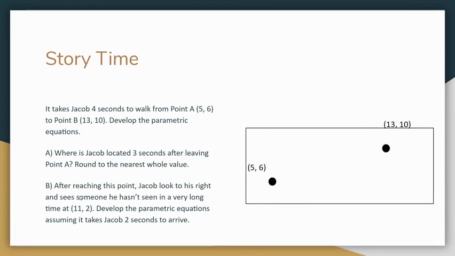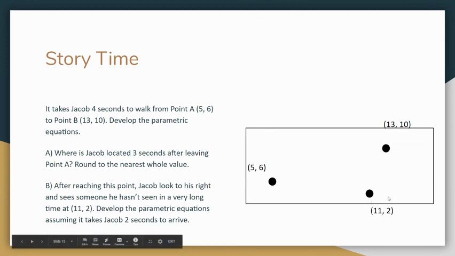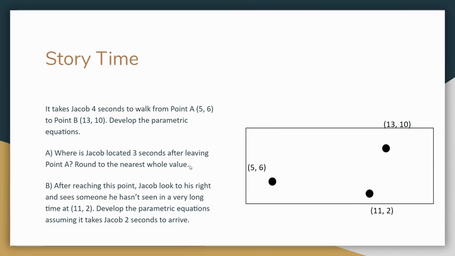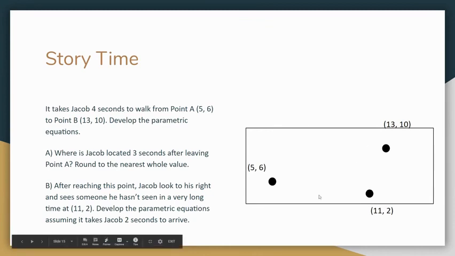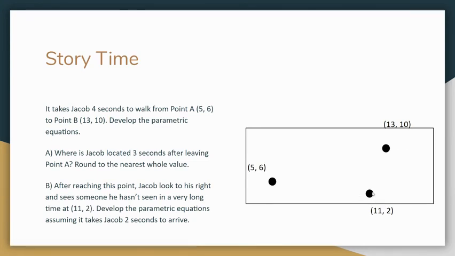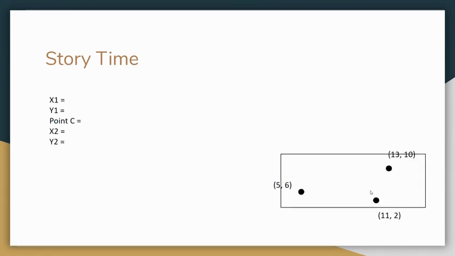And then we assume that I see somebody who I haven't seen in a very long time down here. So once we get to that 3 second mark, we're just gonna cut a full right turn and take 2 seconds to walk to this point, because I'm a crazy person. So we have our graph over here. So we're just gonna get to work.